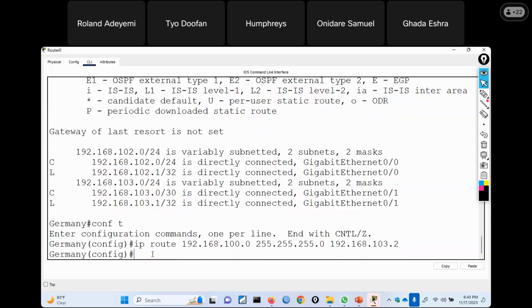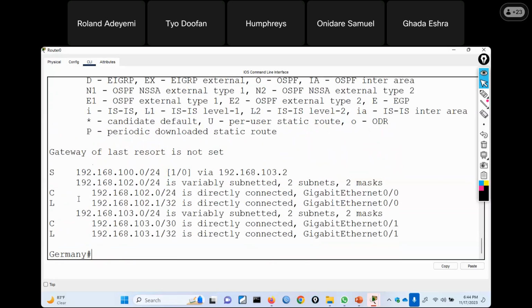So what have I done? I'm just telling the Germany router there is a network remote to you. It's somewhere in this organization. This is the network address. This is the subnet mask. If anybody wants to go to that network, just send the message to this particular router with this IP address. It is called the next hop. Then if we check the routing table of this router now, we will see that that network is now in the routing table.